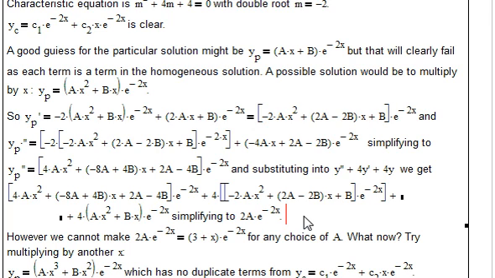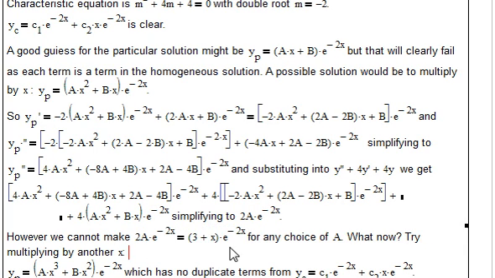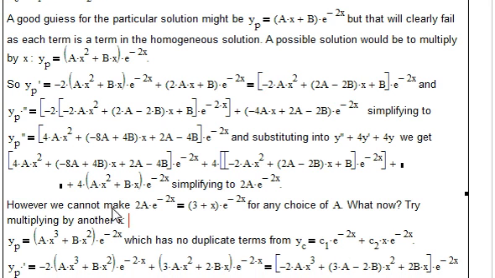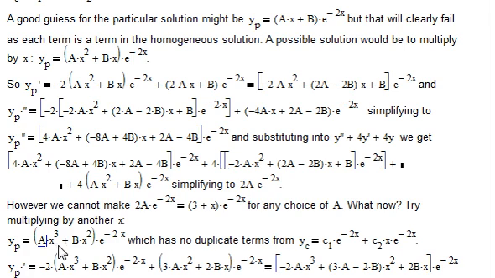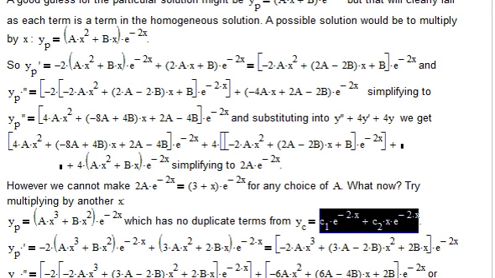And I don't know if you see why that's a problem, because that means we'd have to solve this equation right here for a. And we can't, because there's no way we can make an x times e to the negative 2x for any choice of a. So what now? Well, if that happens to you, multiply by another x. So (ax cubed plus bx squared) times e to the negative 2x. And that has no duplicate terms from here, so that's good.